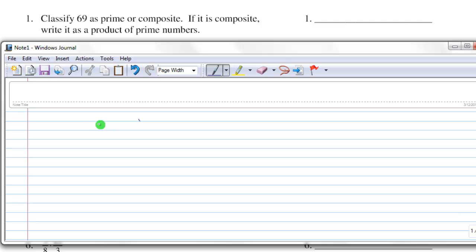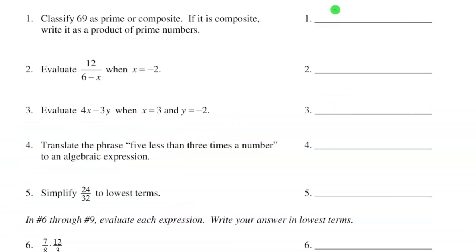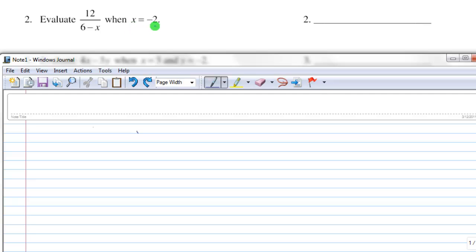We're going to work on a cumulative review for our midterm, which includes chapters 1 through 3. And here's the first problem. We need to classify 69 as prime or composite. So immediately, let's try to factor it. And you can see the 69 does factor as 3 times 23, which makes it a composite number. So 3 times 23 are prime, and that's our answer for number 1.